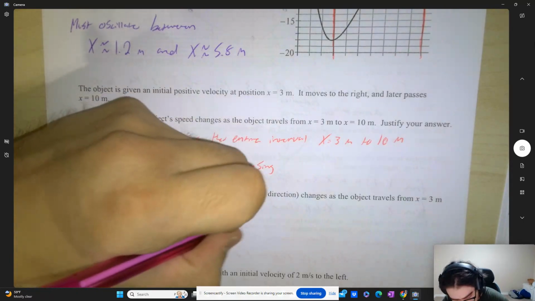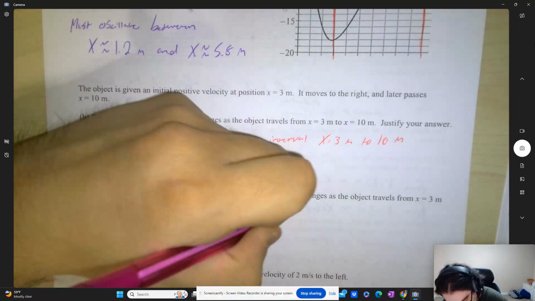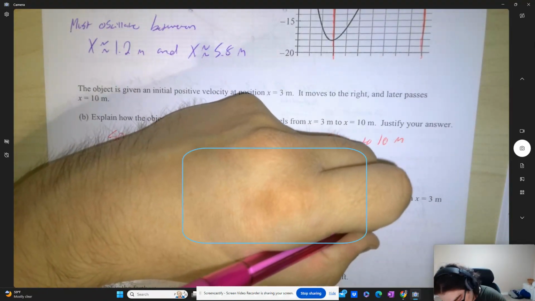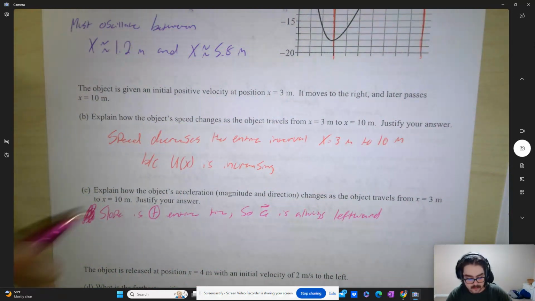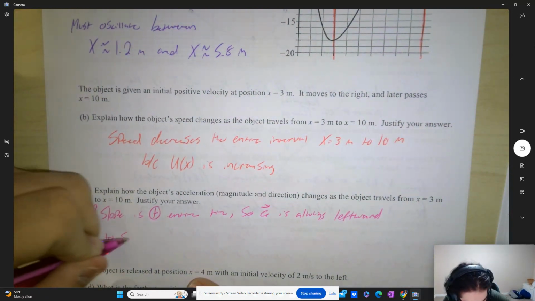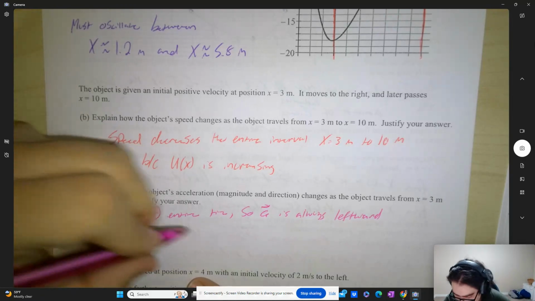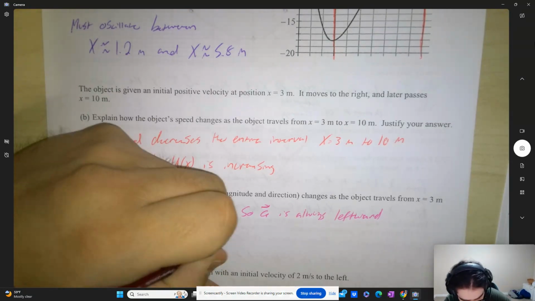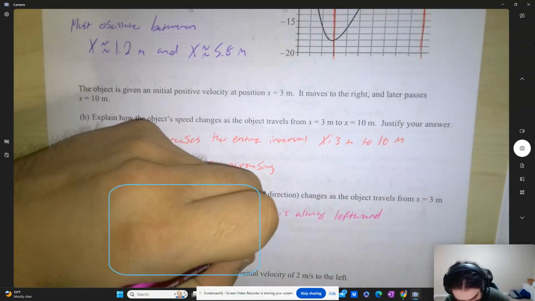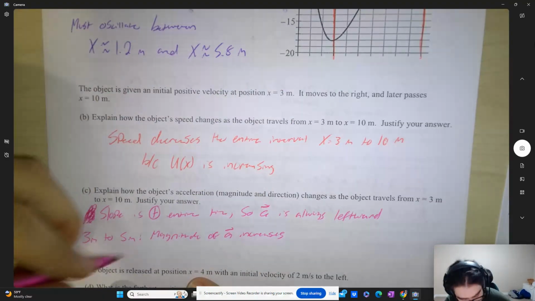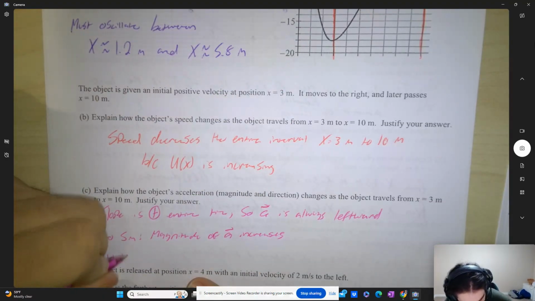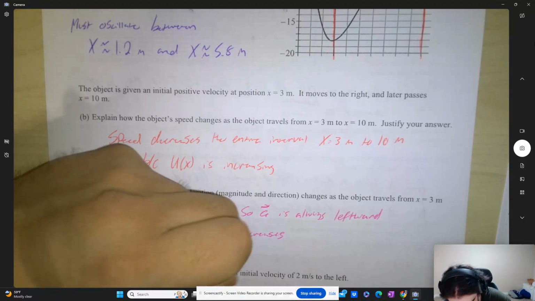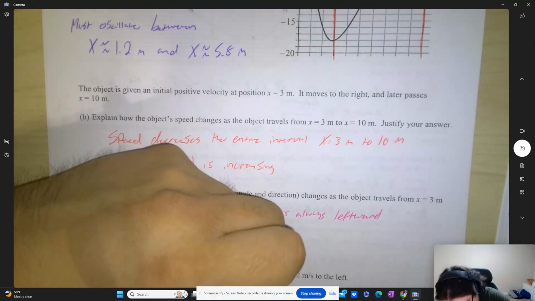So acceleration is always leftward on that interval. From 3 meters to 5 meters, the magnitude of a increases because it's concave up. And then from 5 meters to 10 meters, the magnitude of a decreases.